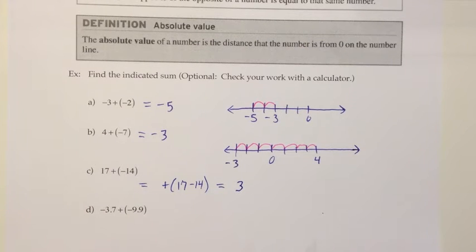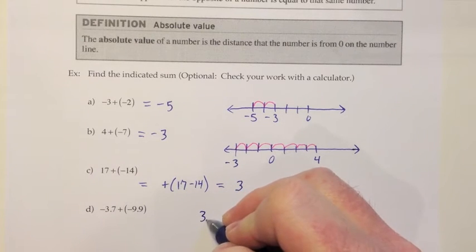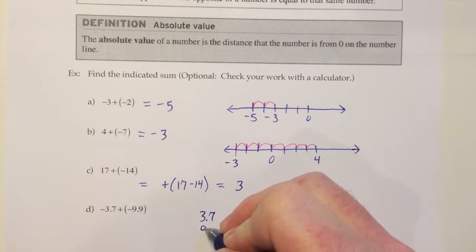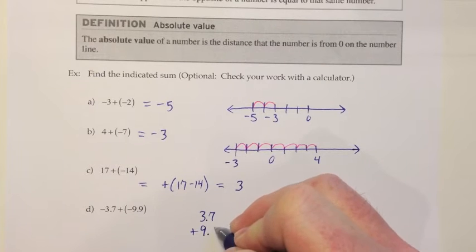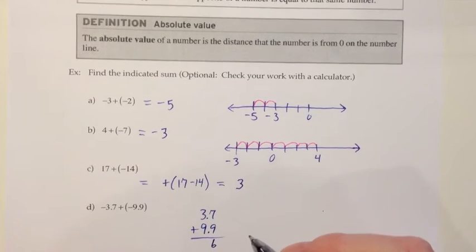And then finally, negative 3.7 plus negative 9.9. I wouldn't do this on the number line, but I would think about it on the number line. This is starting on the left and then moving more to the left. Both movements are to the left. So I had a movement of 3.7, and then I'm adding another movement of 9.9.